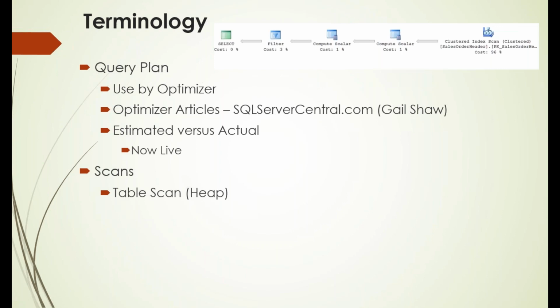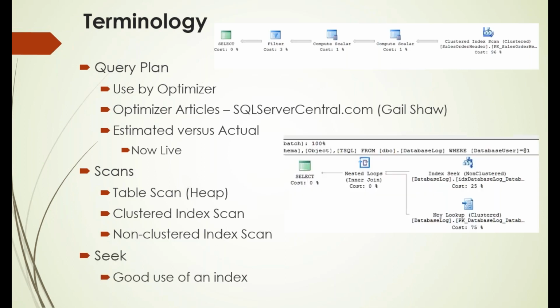Well, we get a table scan when there's no clustered index on the table, and the table is considered a heap. The clustered index scan means that it's not a table scan because there is that one clustered index on the table. A non-clustered index scan, and all 3 of these are scans, is when it's able to scan a separate index other than the clustered or the table.